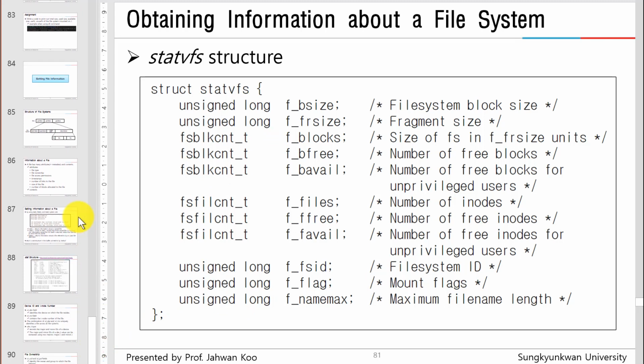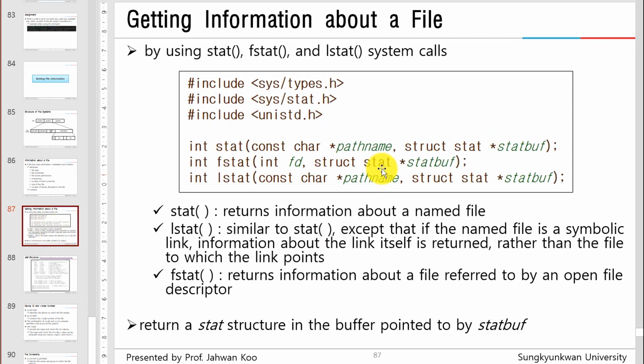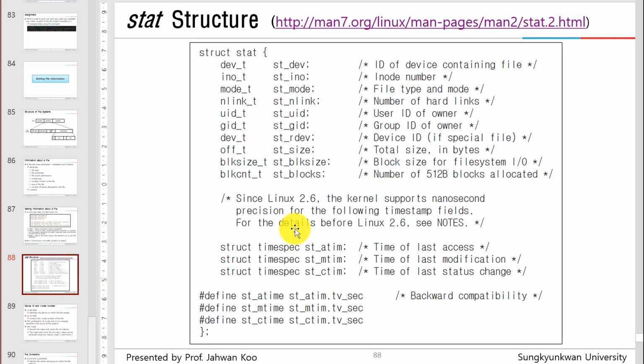Similarly, we can get file information just by calling stat, fstat, lstat system calls. The important thing is getting from system-defined structure named stat. We have learned stat structure contains several information about file, such as device ID, inode number, file type and mode, number of links, user ID, group ID, total file size, block size, timestamps, and so on.